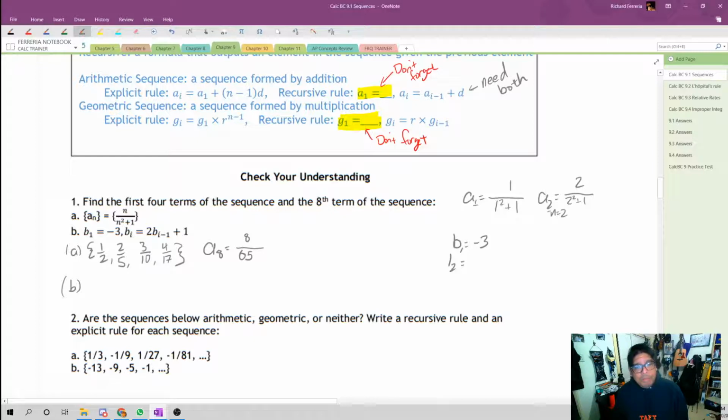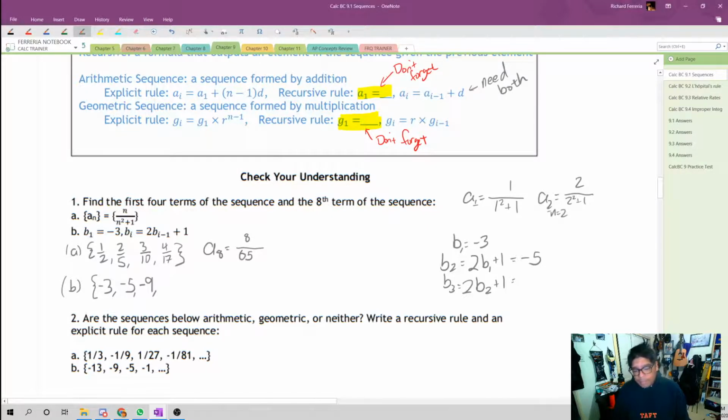B2 is going to be 2 times B1 plus 1. Well, B1 was -3. 2 times -3 is -6. -6 plus 1 is -5. So our first term in the sequence, let's get the brace down there, is -3. Next term is -5. Next term after that, B3, is going to be 2 multiplied by B2 plus 1. 2 times -5 is -10, plus 1 is -9.